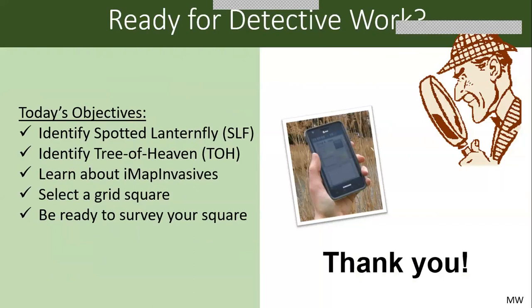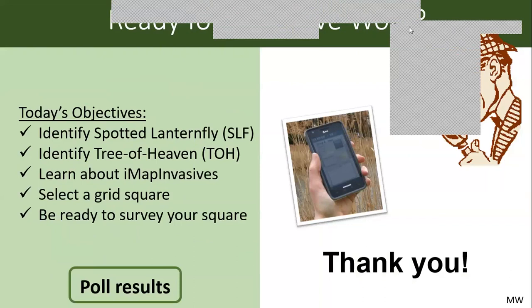And so I hope at this point you're all ready for some detective work. You know how to search for spotted lanternfly and tree of heaven, you know how to identify those species, and you know how to report those to iMapInvasives. Thank you all for joining us. Now we'll close the poll. It will take a few minutes.